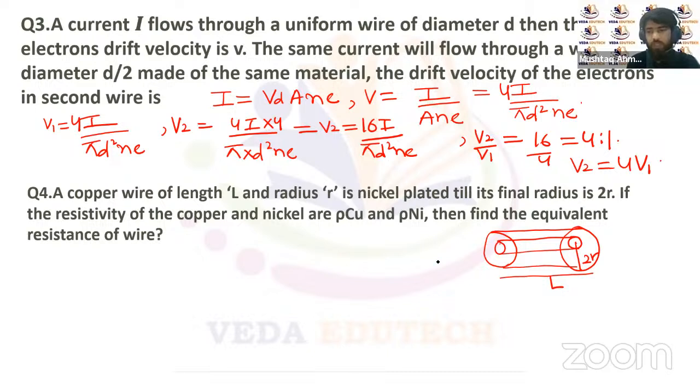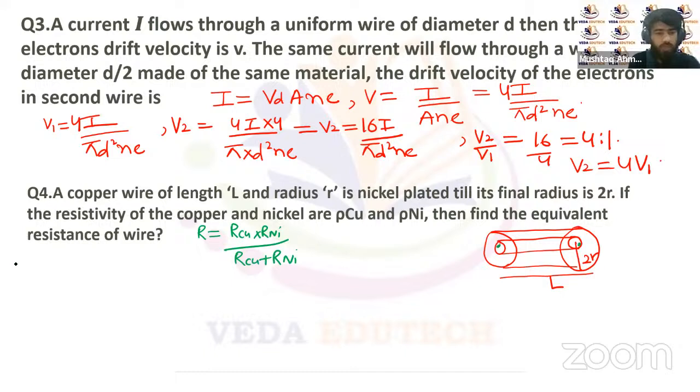Now you can see here both these wires, copper wire and the nickel wire, are connected end to end. It means the potential difference between the two ends of the copper wire and the nickel wire will be same, or we can say the nickel wire and the copper wire will be parallel to each other. It means the equivalent resistance will be R copper multiplied by R nickel upon R copper plus R nickel. Now we have to calculate these values RCu and RNi.